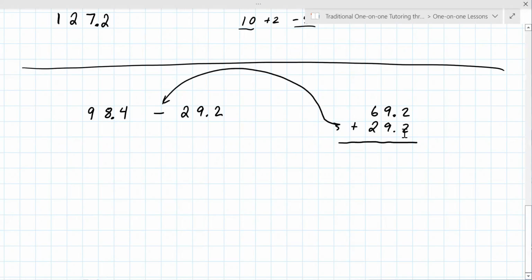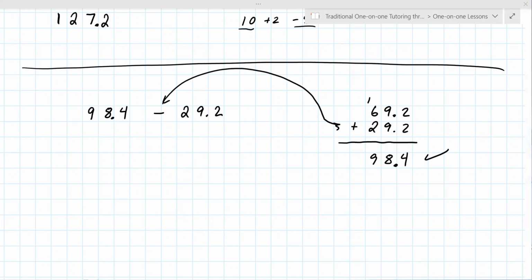2 plus 2 on the right. 2 plus 2 is 4. 9 plus 9 is 18. So there's a carry of 1. 1 plus 6 plus 2 is 9. You got it. Excellent. All right.